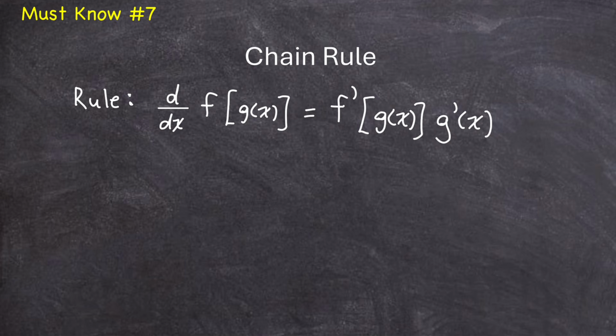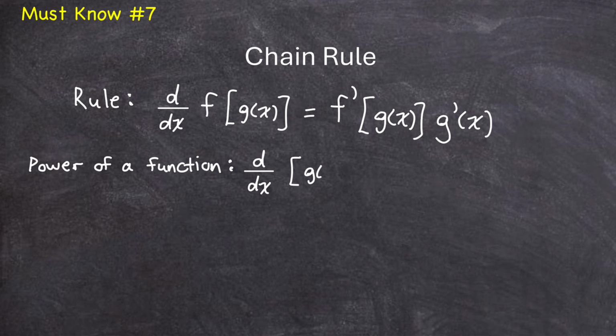Since we've mostly been working with power functions up till now, I'll show you how this rule gets applied to a power function. If you're finding the derivative of a power of a function, meaning you have a power function, but the base is a function of x, not just x. So let's say we have g of x to the power of n.